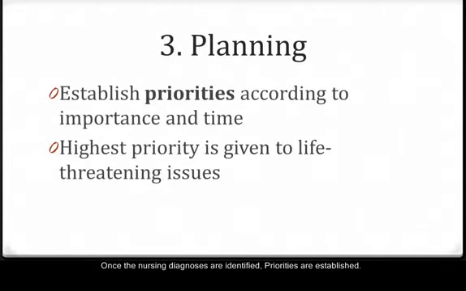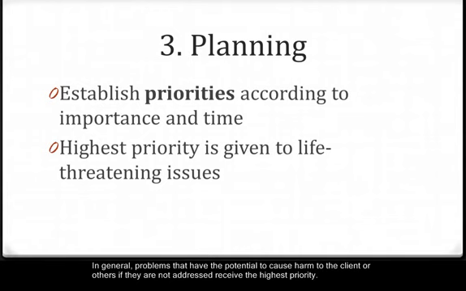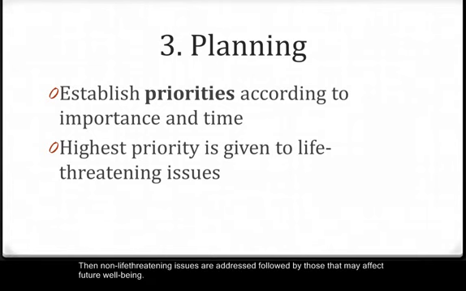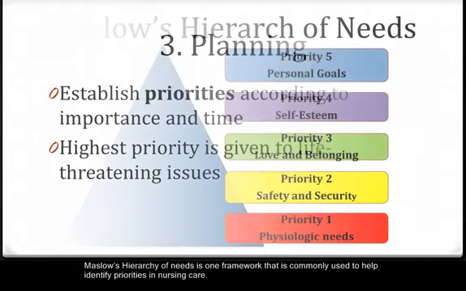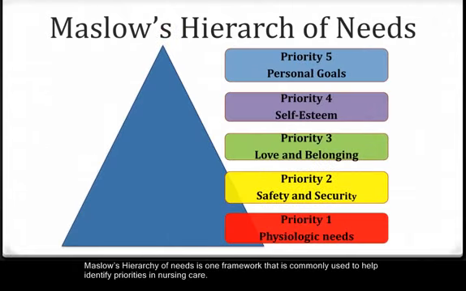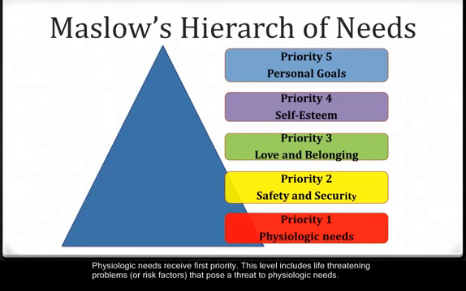Once nursing diagnoses are identified, priorities are established. In general, problems that have the potential to cause harm to the client or others if they are not addressed receive the highest priority. Then, non-life-threatening issues are addressed, followed by those that may affect future well-being. It is important to note that priorities are always changing, therefore continuous assessment of identified priorities is important. Maslow's hierarchy of needs is one framework that is commonly used to help identify priorities in nursing care. Physiologic needs receive first priority.